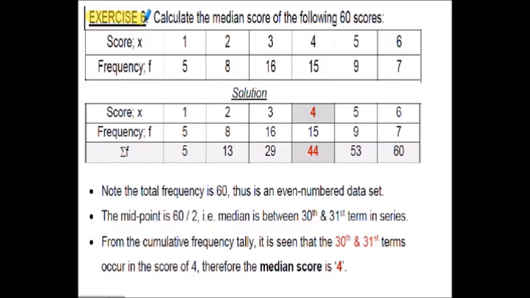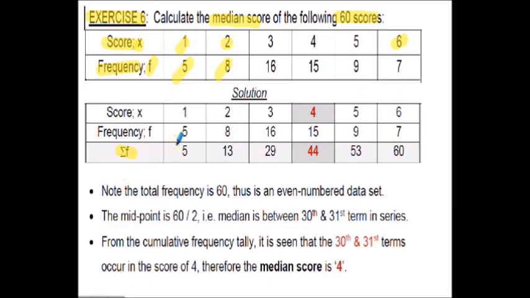Okay, exercise 6 here, we're asked to calculate the median score of the following 60 scores. Again, we've got a category here denoted as X, scores of 1, 2, etc. up to 6. And we've got the frequencies F, so the score of 1 occurred 5 times, the score of 2 occurred 8 times, etc. So what we're going to do here is calculate the median, but we're going to use the cumulative frequency to do this. I just denoted this as summation of F here.